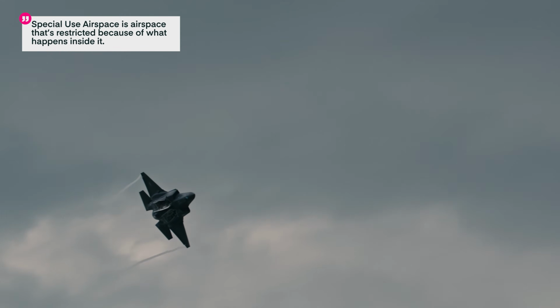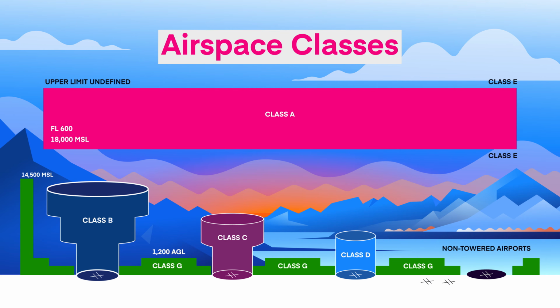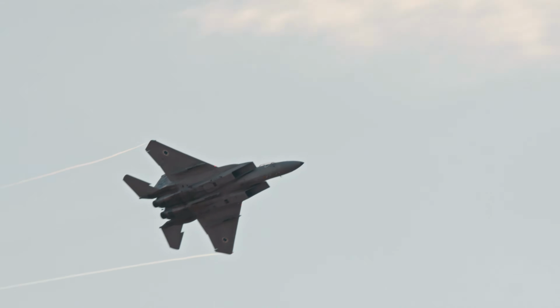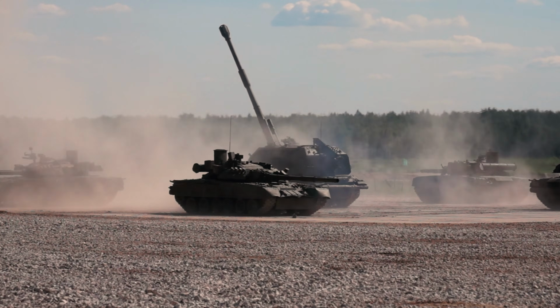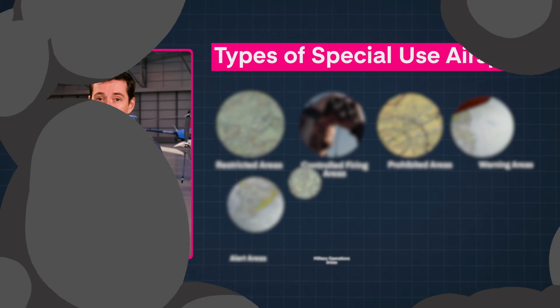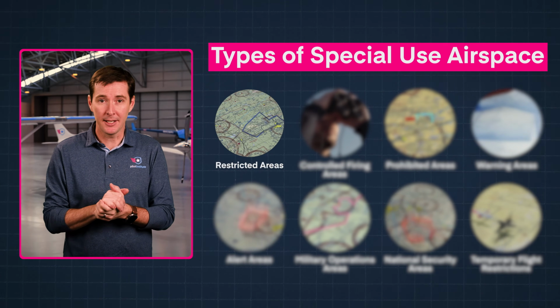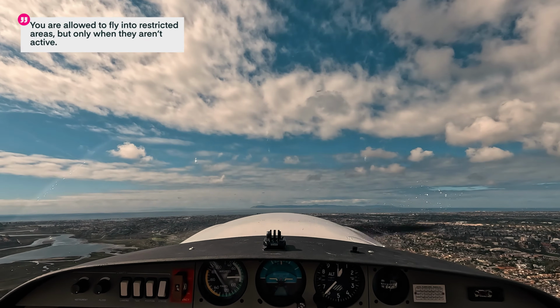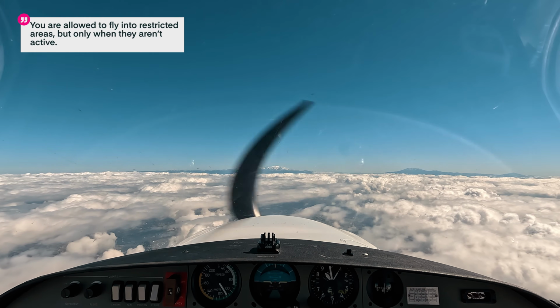But what is special use airspace? It's airspace with special access because of what happens inside it. Unlike classes of airspace like Class B or Class C, the activity in special use airspace is not normal. Now keep that in mind because it will come up again later. For example, in areas where the military fires artillery or guided missiles, the FAA doesn't want your Cessna to get caught in a crossfire. So they create regions that are called restricted areas. You're allowed to fly in restricted areas, but only if they are not active.